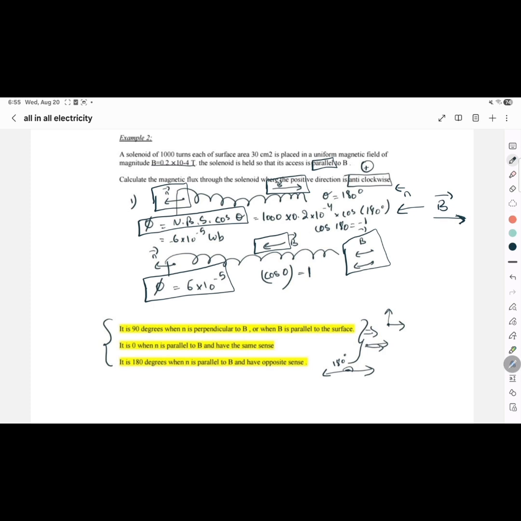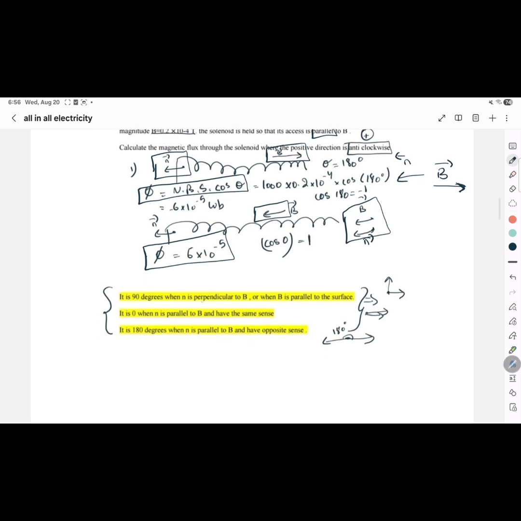So when the direction of the normal vector and the direction of the magnetic field are opposite to each other, we have a negative answer because cosine 180 equals minus 1. While if they are both in the same direction, then cosine 0, because the angle between them is 0, equals 1, so it's positive. So it is 90 degrees when N is perpendicular to B or when B is parallel to the surface. It is 0 degrees when N is parallel to B and they have the same sense. It is 180 degrees when N is parallel to B and having opposite sense.